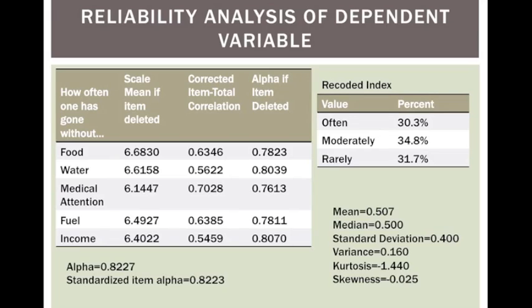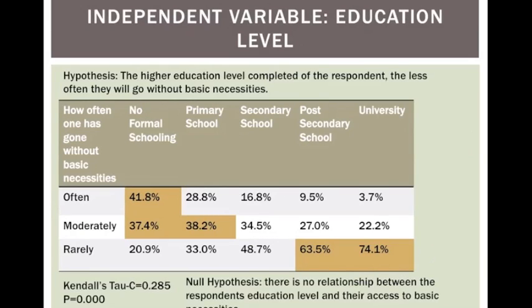For our independent variable of education level, we hypothesize that the higher education level completed by the respondent, the less often they will go without basic necessities. This is because the higher level of education attained, the more likely one will get a higher paying job, which in turn would lead to having basic necessities met. Our cross-tabulation supports this notion, evidenced by the majority of the people that have had problems meeting their necessities have often had no formal schooling, while the majority of the people who have completed a university education have very rarely not been able to meet their basic necessities.